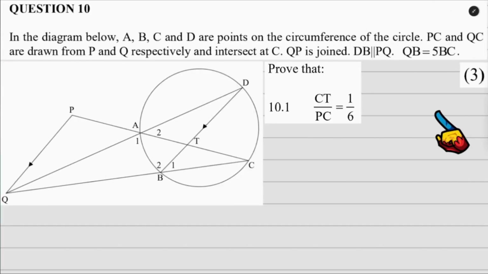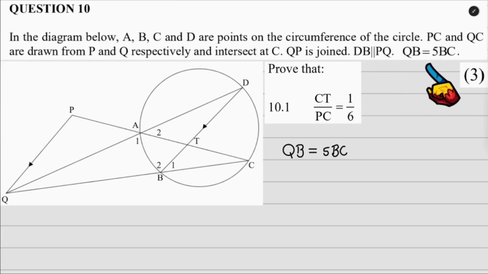In question 10, we've been given the following diagram. They told us that these two lines are parallel to one another. And they also gave us this, QB equals 5 times BC. That's a very sneaky way of giving you a ratio. So we're going to sort this out quickly before we even look at this question.